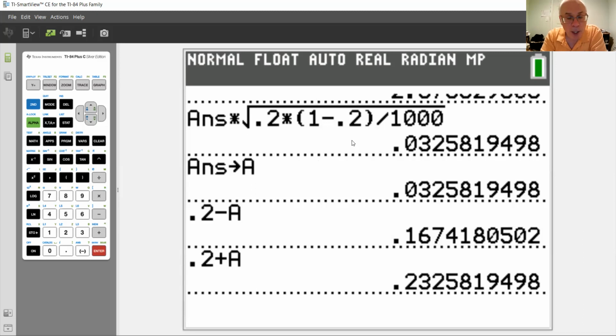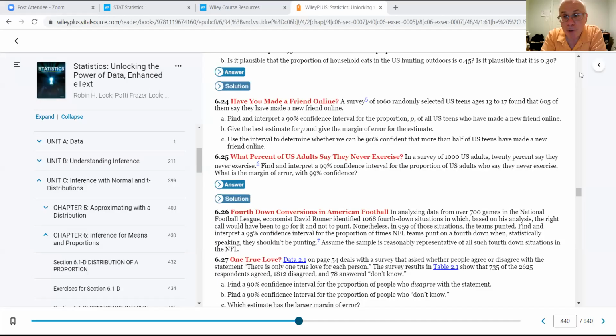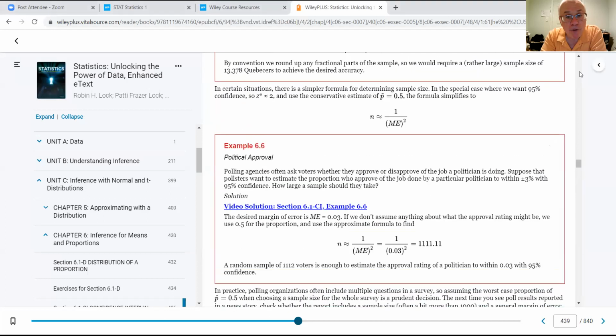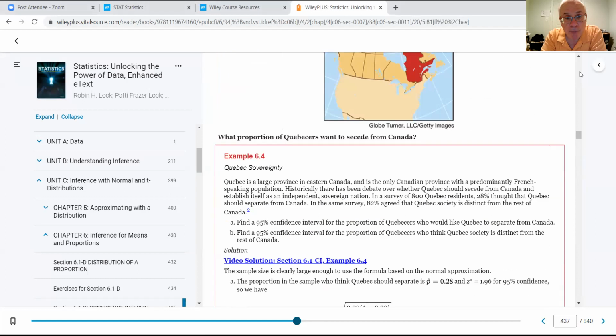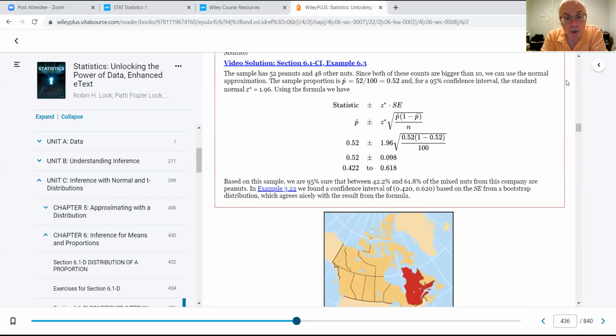So let's go back to the book. This is just something that you should be aware of. Let's go back to the formula for confidence intervals. All right, here it is right here. P hat plus or minus that critical value z times the standard error. Remember, the z times the standard error is our margin of error.